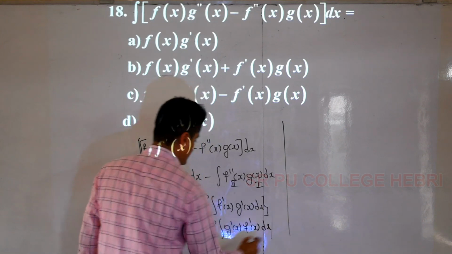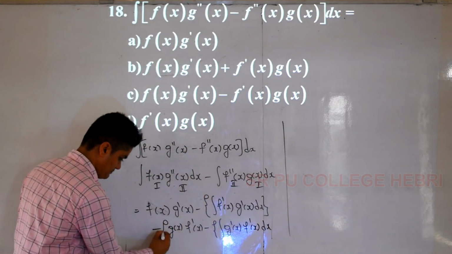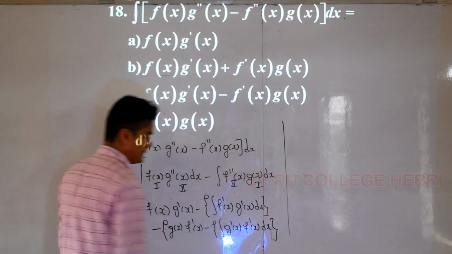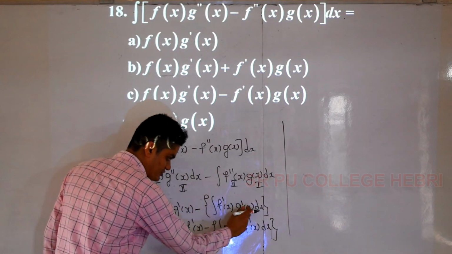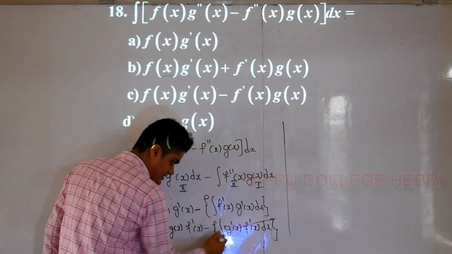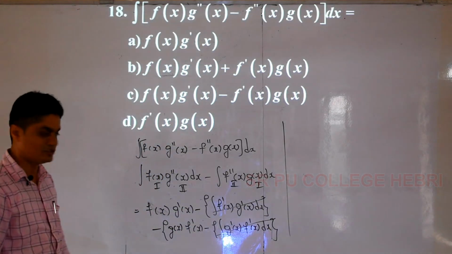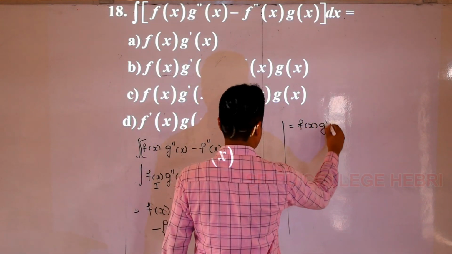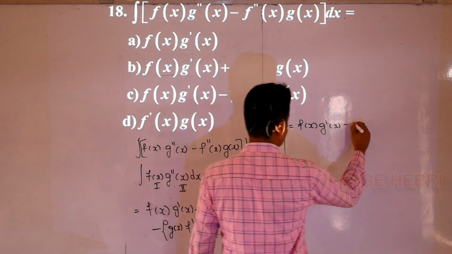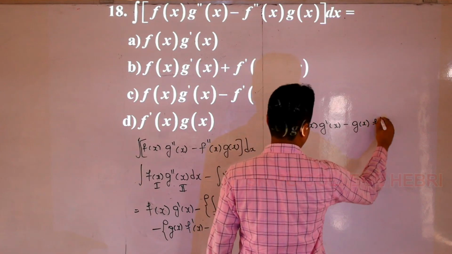In this, one term cancels. Which one, tell me? Let me put a bracket here because outside we have a minus sign. Which one cancels? Minus f dash g dash, minus minus plus f dash g dash, so this cancels. Right, now what is remaining? F of x g dash of x minus g of x f dash of x.